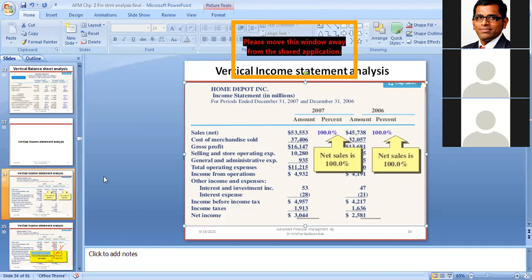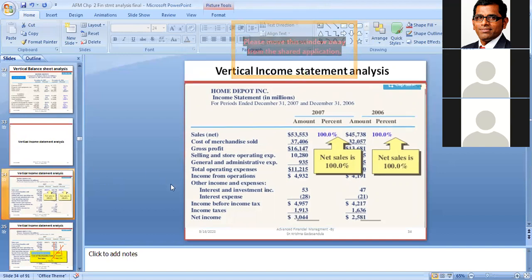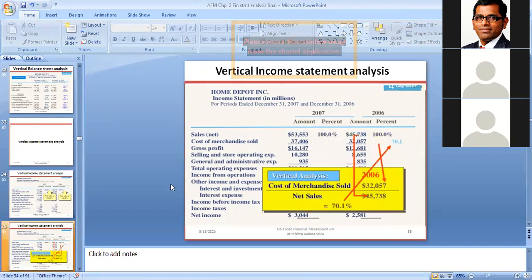We can take that income statement. If you take that sales, we are taking it as 100%. Out of this 100% total sales, what is the cost of merchandise sold out of 100%? We'll see one by one. If we take sales as 100% here, vertical analysis can be done like this.